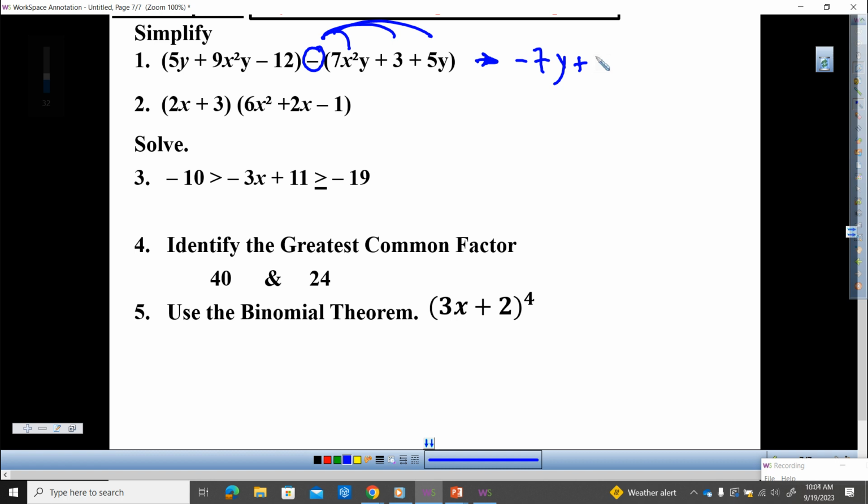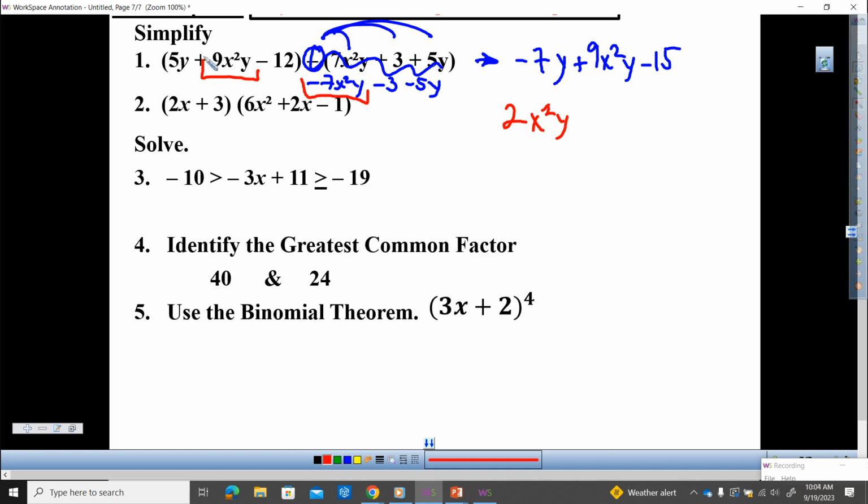Plus x squared y, minus 15. Like that? Okay. All right, let's double check. This becomes -7x squared y. This becomes -3, and this becomes -5y. So, let's see. 9x squared y minus 7x squared y, that should give us 2x squared y.